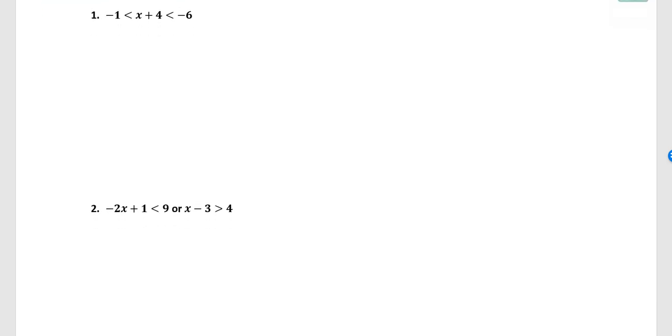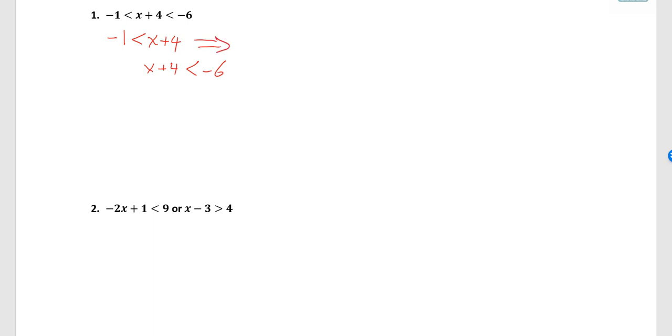Okay, so we need to solve the following inequalities. This inequality has the word "and", right? The two portions are joined by the word "and". So I can break this compound inequality into two expressions, or two portions. The first portion is minus 1 is less than x plus 4. The second portion is x plus 4 is less than minus 6, right?